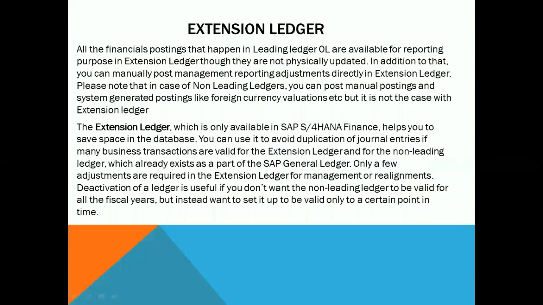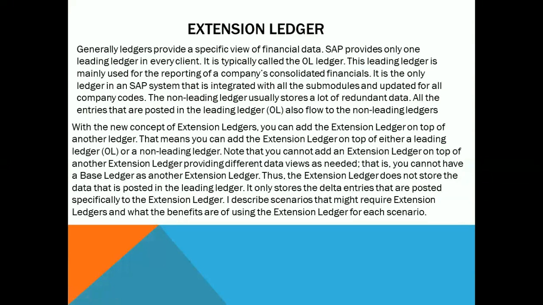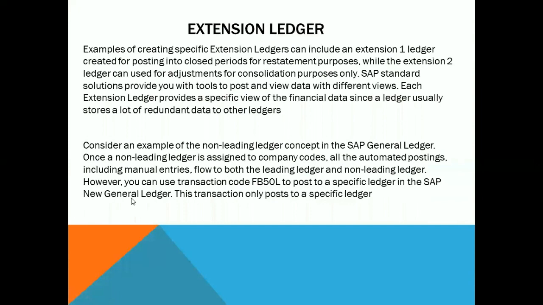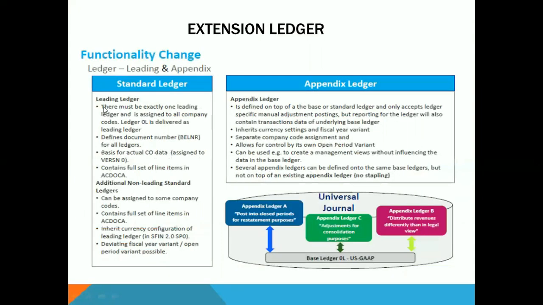There is one more called the extension ledger. We'll discuss it in tomorrow's class. So this is the concept: there must be exactly one leading ledger for a company code. Very, very important. Ledgers are assigned to all the company codes. In my example, I showed US10, IN10, and DE10. There are 3 legal entities, 3 legal company codes. For every company code, one leading ledger should be assigned. Very, very important. This is the default.